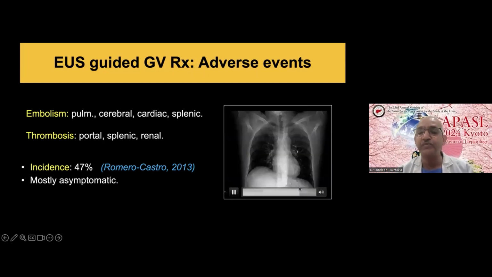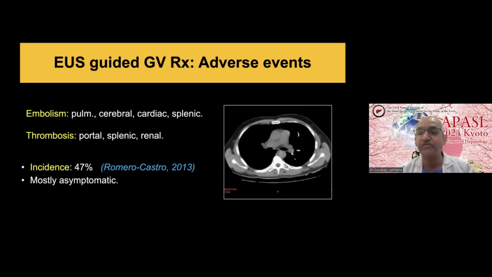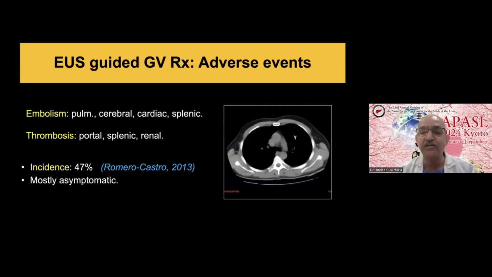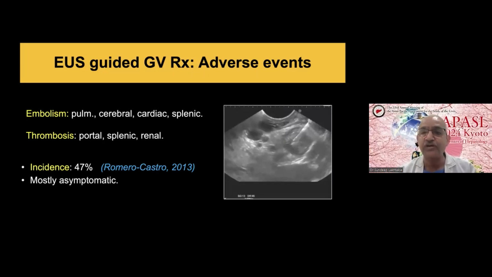But as you can see on the video on the right side, you see those blobs of glue, which is mixed with Lipiodol, embolizing, seen on subsequent CT. But the majority of these are asymptomatic. Nevertheless, one should try to avoid this embolism, even if they're small. And that's why coil is preferred along with the glue.